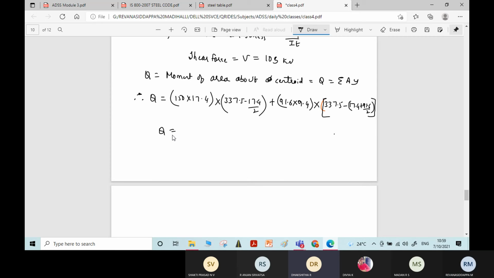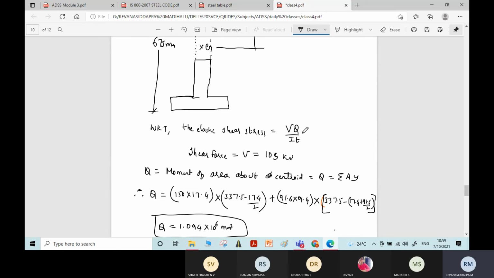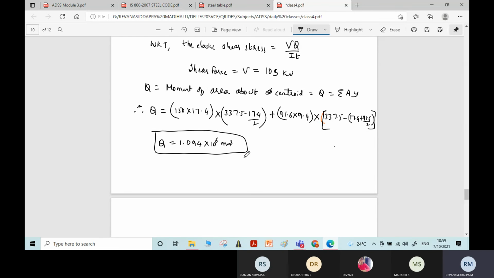1.094 into 10 power 6. Correct, 1.094 into 10 power 6, right? Yes, sir. So moment of area is nothing but mm cube only, its unit will be mm cube. Then substitute everything in this formula. You will get the elastic shear stress.